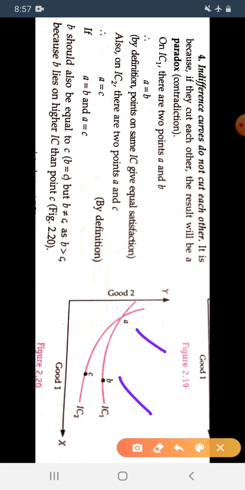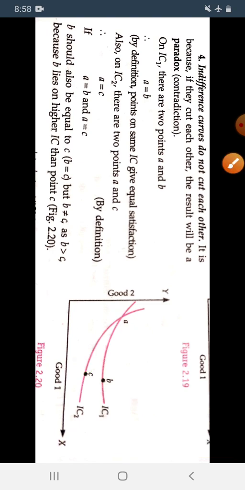Also, on IC2 there are 2 points, A and C. When we talk about IC2, the points are A and C, so A equals C. We already explained that points on the same IC give the same satisfaction, that is A and C, so A equals C. If A equals B and A equals C, then B should also be equal to C. You already studied in math: A equals B, B equals C, then A equals C.